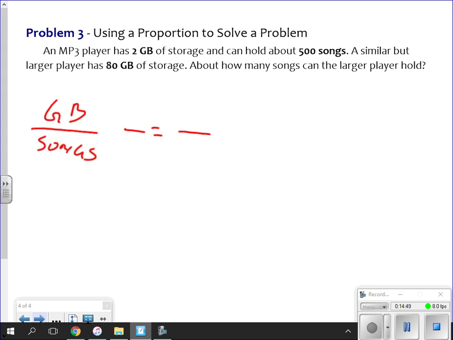So if I look at it, I go, all right, in my first line I have 2 gigabytes and 500 songs. So that means I have 2 over 500, gigabytes over songs. 2 gigabytes has 500 songs. Does it have to be gone now? A gigabyte. Let me finish this and I'll address your question.